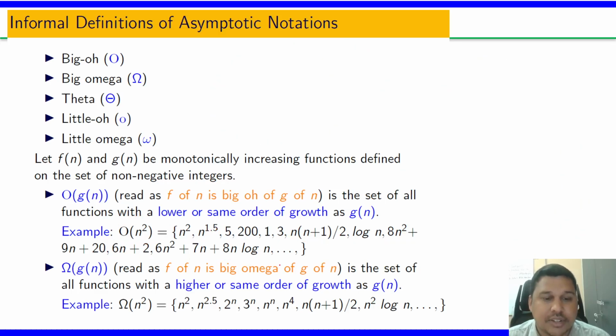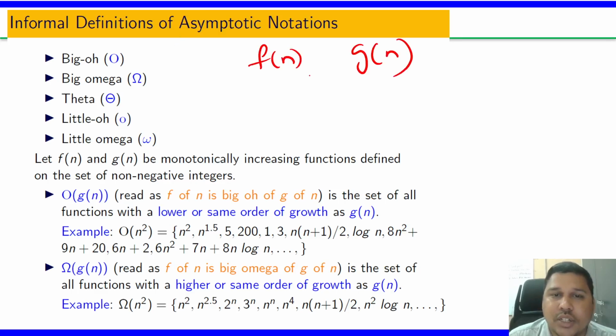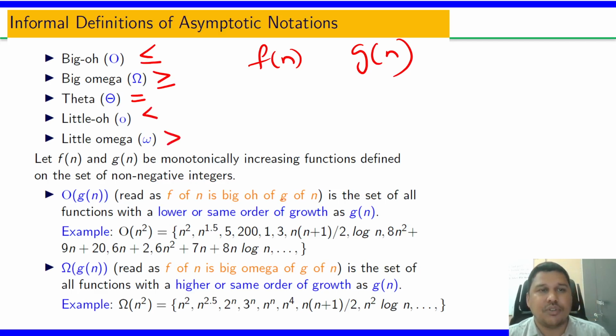Okay, let's see the next one. I will make it very simple. f of n and g of n are two functions. Less than or equal to is this, greater than or equal to is this, equal to is this, strictly less, strictly greater than. That's why we have 5 different notations. Okay, less than or equal to, greater than or equal to.